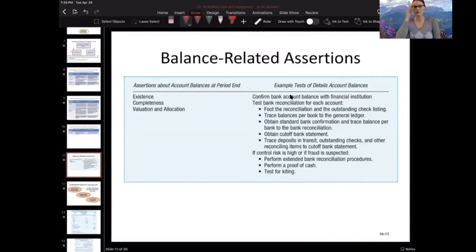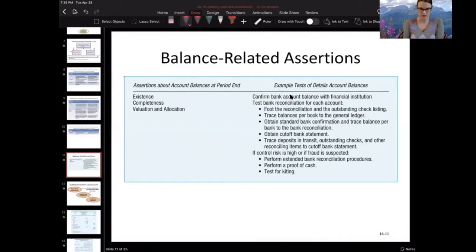So our main focus today is going to be on talking through substantive tests over balances as of period end as they relate to cash. So this is an overall summary of what we're most concerned with in terms of assertions related to cash. So we are worried about cash existence. So we always know with asset accounts, existence is a big concern.